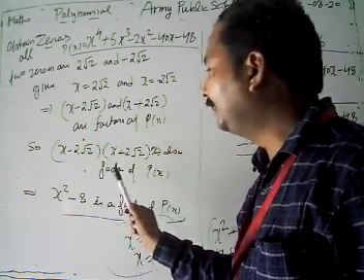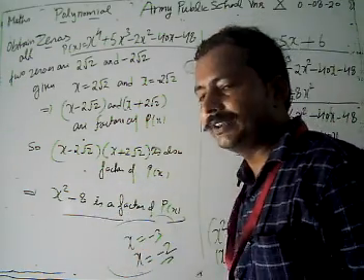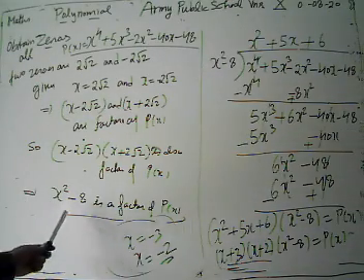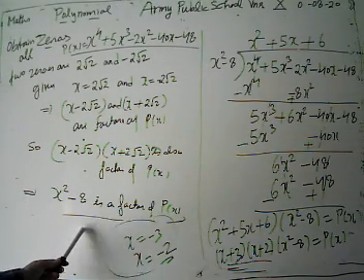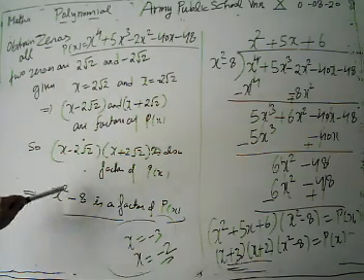Then we simplify this: it's a minus b, a plus b, then we have a square minus b square. Then we get x square minus 8. Now x square minus 8 is a factor of our polynomial. If it is a factor, then our remainder should be 0. Then we are going to divide our polynomial by x square minus 8.